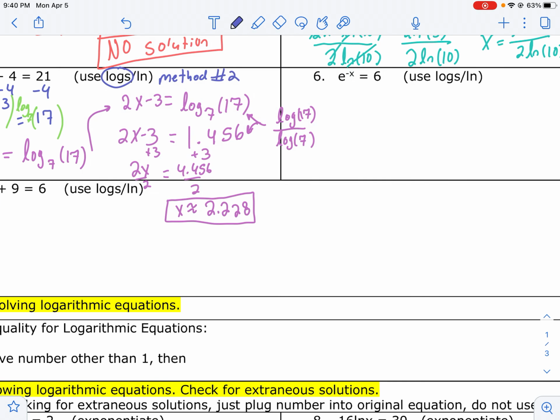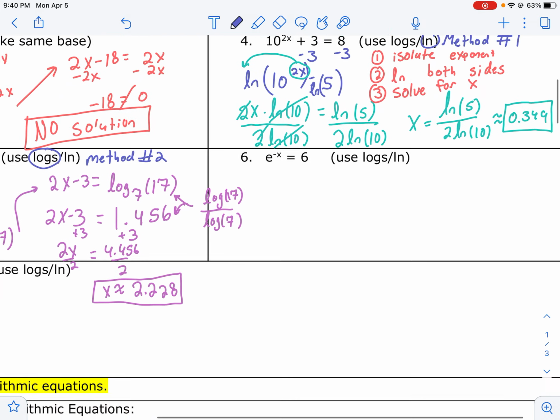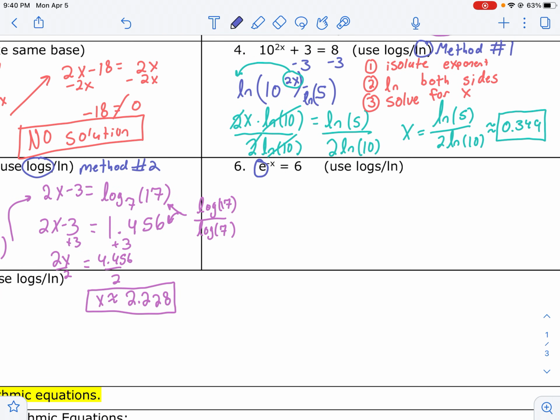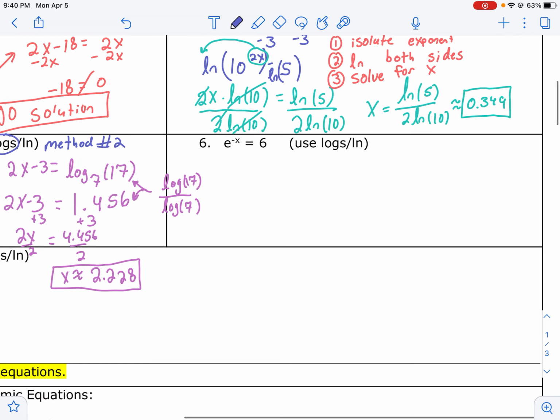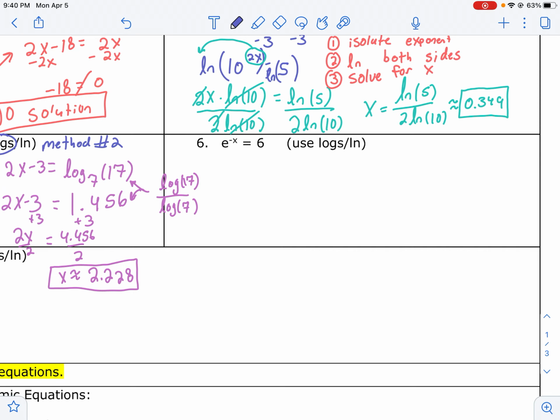So now it's really up to you. You can use logs, you can use natural logs. Whenever the base is e, though, you definitely want to use your natural log here. That just makes the most common sense.